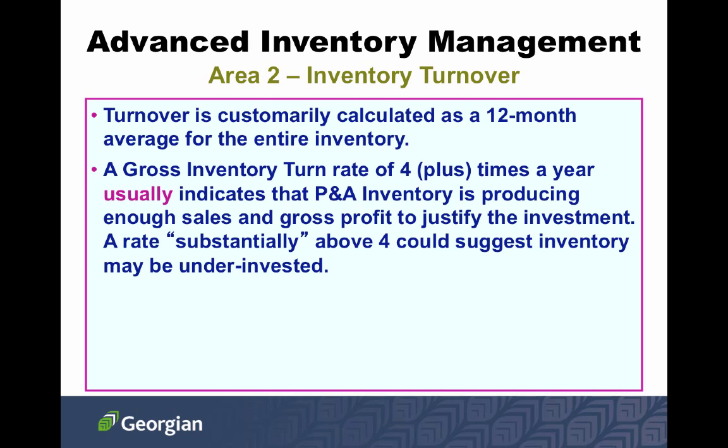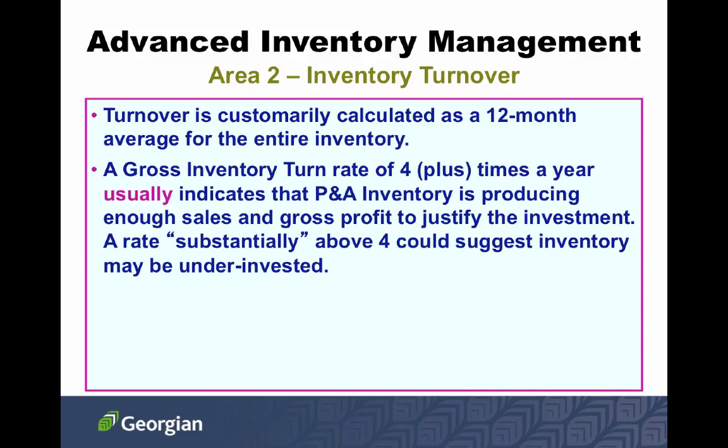Now, turnover, I've already emphasized, is calculated as a 12 months average for the entire inventory. So make sure that you are looking at either the December statement, or if it's not the December financial statement to calculate cost of sales, then annualize the cost of sales. But a gross inventory turn rate of 4+ times a year usually indicates that parts and accessories inventory is producing enough sales and gross profit to justify investment. And I'll come back to why usually is highlighted here.